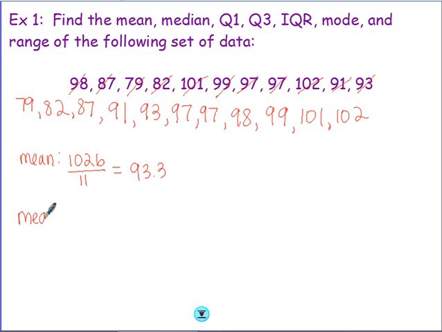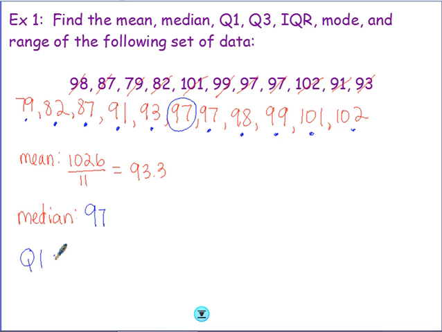The next thing they ask for is the median. So that is your middle number. We already have our data in order. What I'm going to do is start on both sides and put a mark underneath one as we go. So 79 and 102. 82, 101. 87, 99, 91, 98, 93, 97. As you can see, and I always circle my median so I don't use it again, 97 is your median.